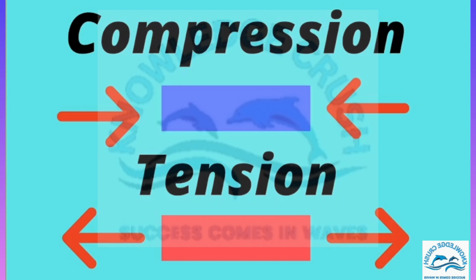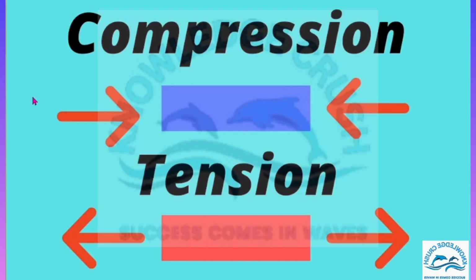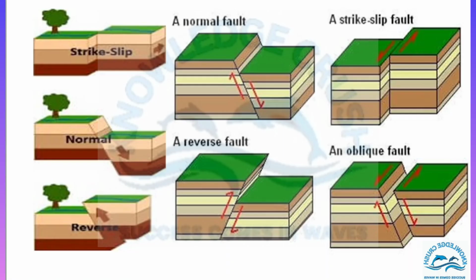Compressive means they are pushing towards each other. This is called the compressive force. You getting my point? So again I come here and try to explain why a fault occurs. Because of the compressive forces, and what is pushing towards each other is called the compressive force, and this is what we are talking about, the reverse fault.